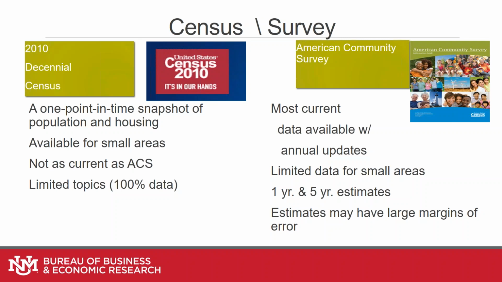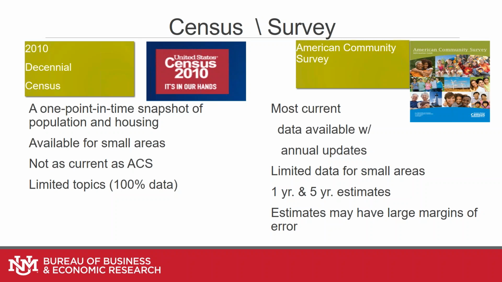And the difference is that census data is usually a point in time. It's a snapshot of the population and housing. And because it's a 100% count, it's available down to very small geographies, and there are no margins of error because it's 100%. But today is 2019, and we're 9 years out from 2010. So sometimes as you get further and further away from a census, you notice that the data isn't as current.